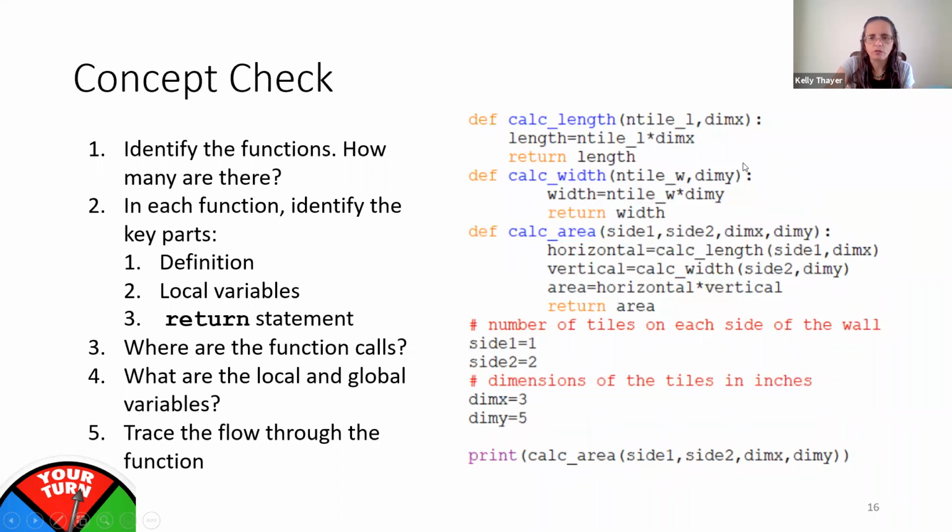The local and global variables we've already gone over, and to trace the flow through the function, it goes from top to bottom. Print opens, we go to calc area and run through this. When we get to the horizontal one, we do the function call to calc length, so that transfers the function control to here. That returns back to horizontal, then we go to vertical, which executes calc width, which brings us through this function back to the vertical variable, which takes up that value. Then we do the area, and then we return area, which goes back to the print statement, which then gets the value returned for area and prints that. And that is the flow through these functions.